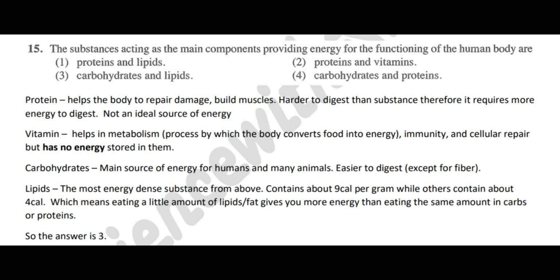So they are the main provision of energy. We can read the other 4 on our own because we are running out of time. Protein, vitamin, read it from here. So that's it for today. Next time it will be from question number 16 to 20.